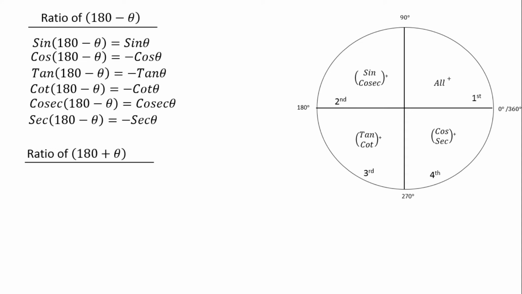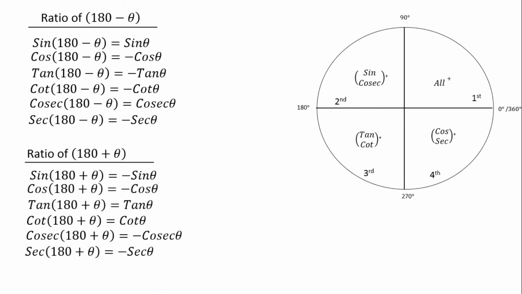Now 180 plus means third quadrant. In the third quadrant tan and cot are positive and the others are negative, so sine is negative, cos is negative, tan is positive, cot is positive, and cosec and sec are both negative, and they did not change.